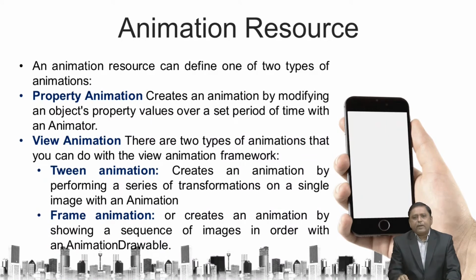The other type of animation is called frame animation. It creates an animation by showing a sequence of images in order with an animation drawable. If we take one simple example, I want to create a photo album which displays different photos one by one. This kind of animation we can do with the help of frame animation. That was the first type of resource, the animation resource.